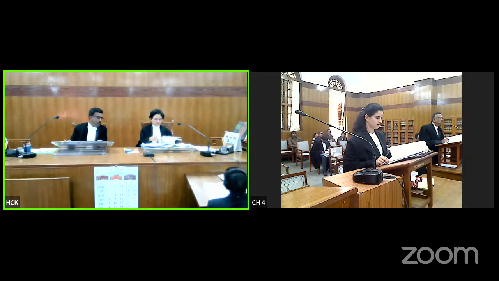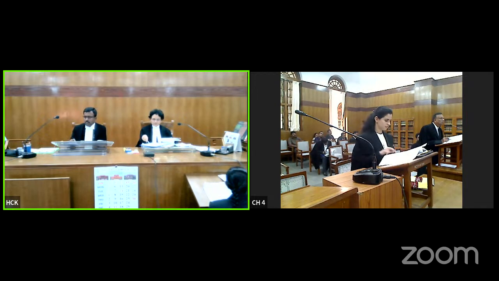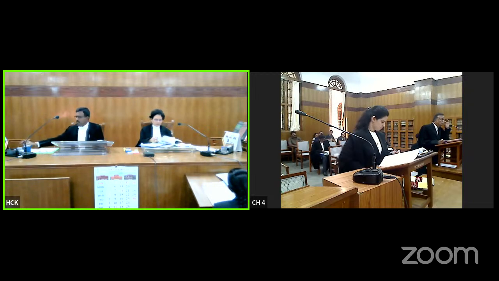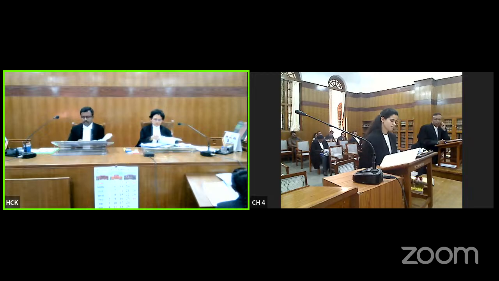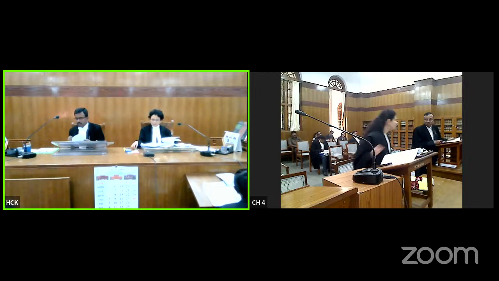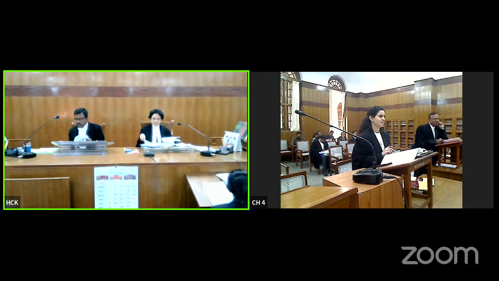The second respondent insurer is liable to pay the enhanced compensation of 7,95,000 with interest at 6% per annum. The appeal deserves to be allowed in part. The following order: the appeal is partly allowed. The appellants are awarded enhanced compensation of rupees 7,95,000 with interest thereon at 6% per annum from the date of the petition till its realization. Respondent number 2, insurer, shall deposit the same before the tribunal within 4 weeks from the date of receipt of a copy of this order.